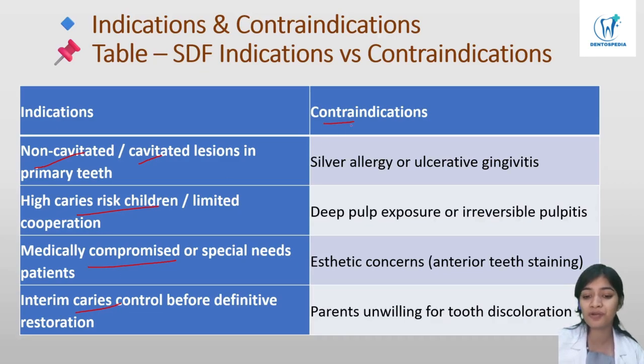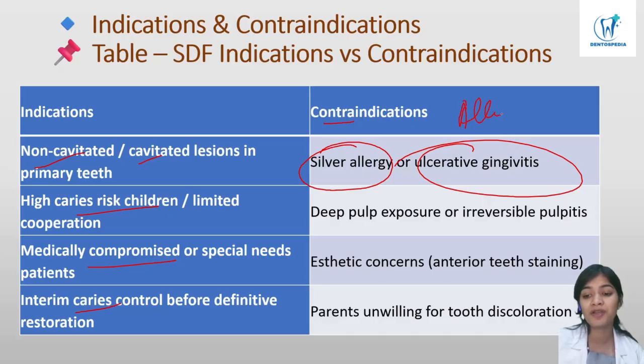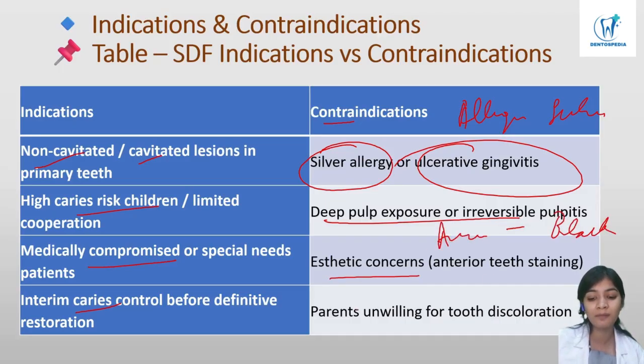Now, it is contraindicated in silver allergy or ulcerative gingivitis. If the patient is allergic to silver, then you should never give SDF. It is also contraindicated in deep pulpal exposure, in aesthetic concern, why? Because the arrested lesion turns black. And also if the parent is unwilling to accept tooth discoloration.